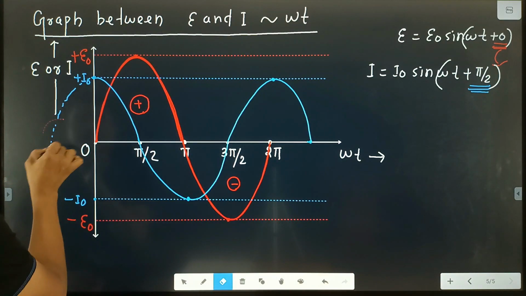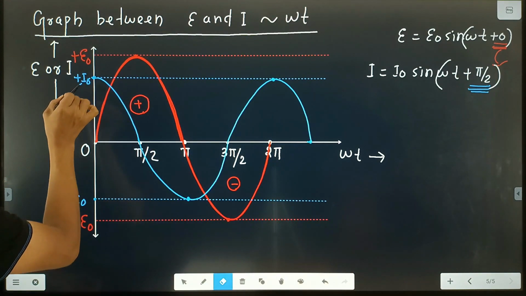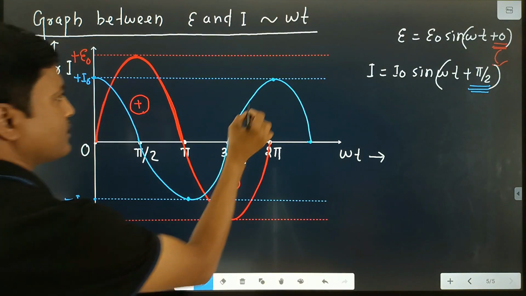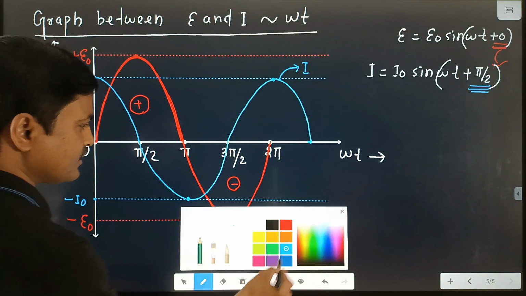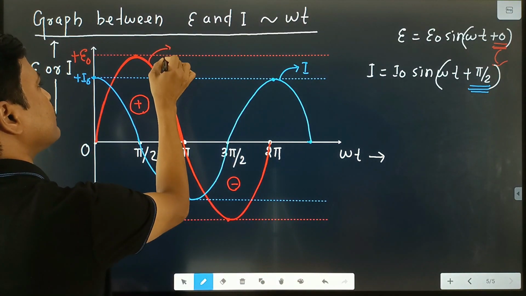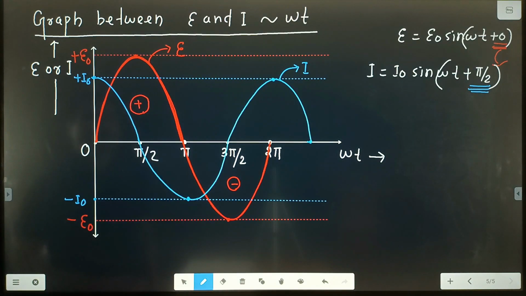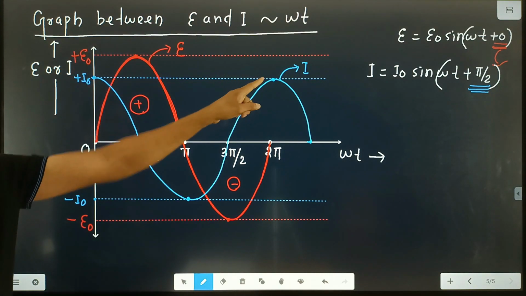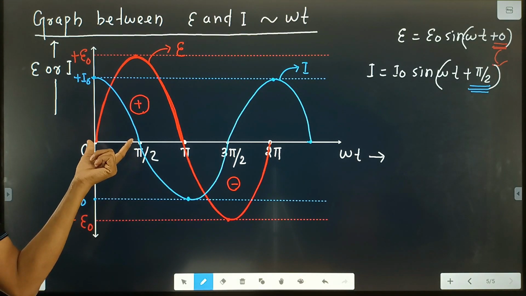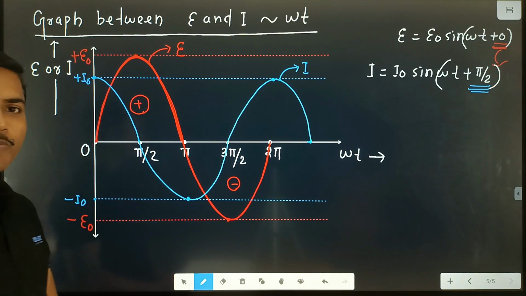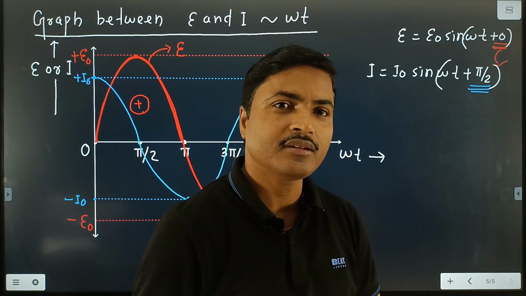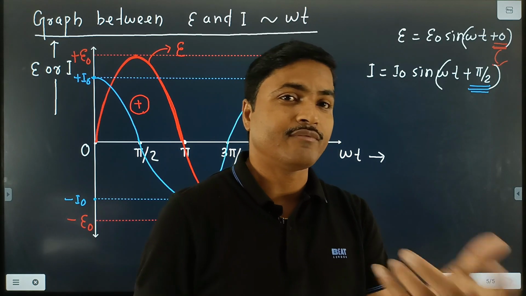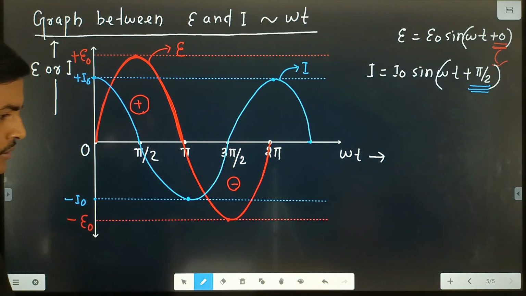Clear? And this is the graph. This is the blue one, the graph for current I. And this is the red one, the graph for EMF E. And here is the phase difference between EMF and current. That is this one, and this one is pi by 2. Clear? This is the graph of voltage and current versus omega t.